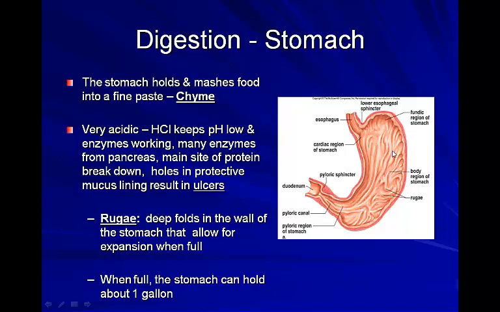You can see all these little ridges within the stomach here. Those are called rugae. Rugae are these deep folds in the stomach that allow the stomach to expand when it's full. When it's fully expanded, it can hold up to a gallon of volume, which is quite a bit. So that's a lot of volume your stomach can hold.